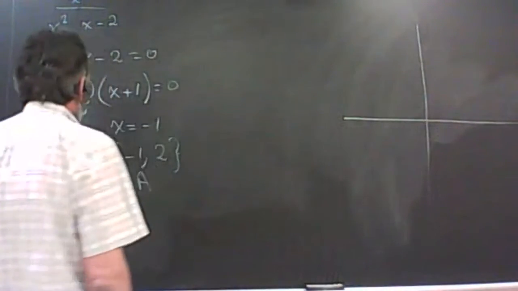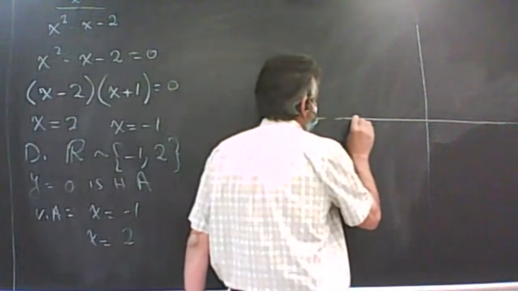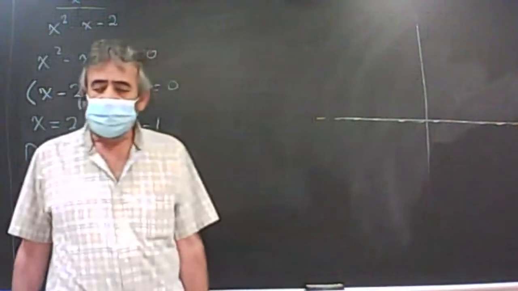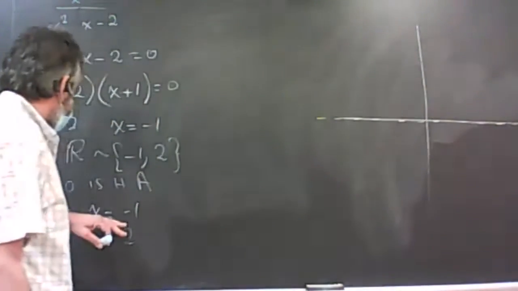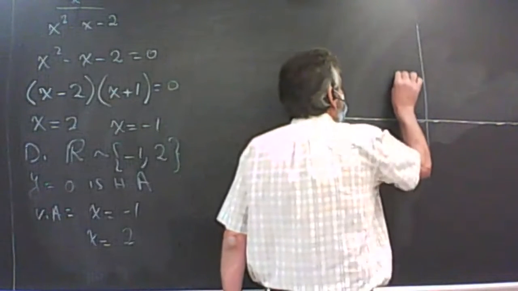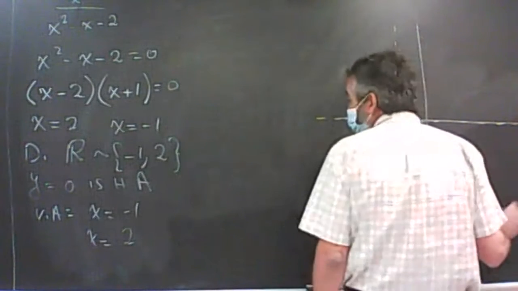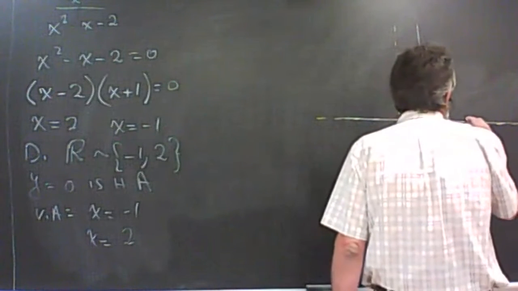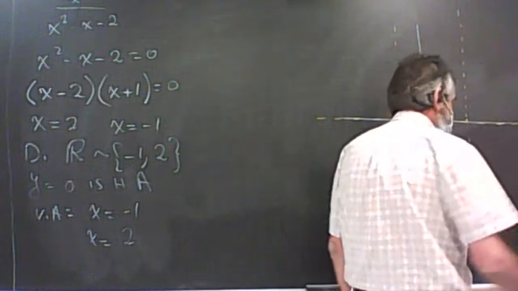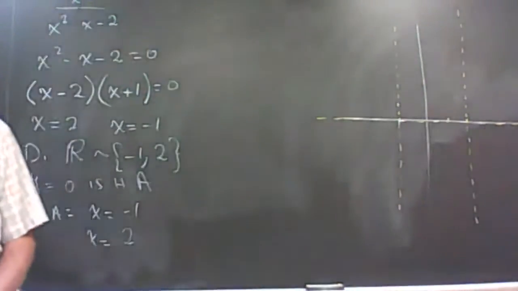So y equals 0 is horizontal. That's y equals 0. X equals -1. X equals 2. And then let's go ahead and see what happens. Yeah?